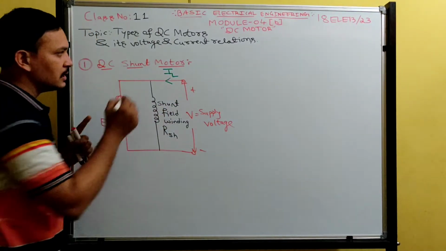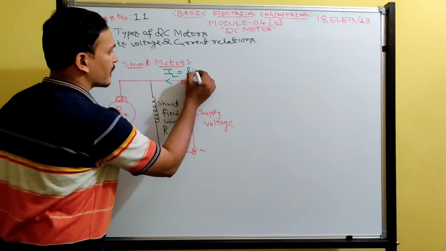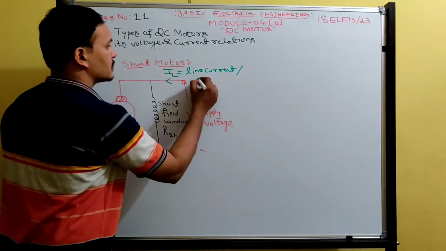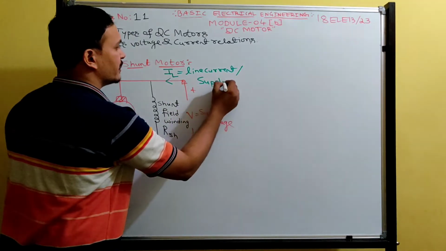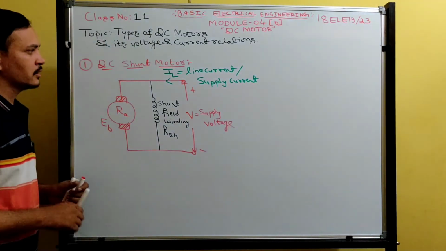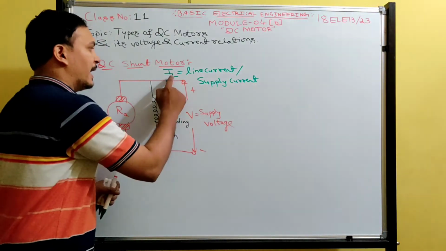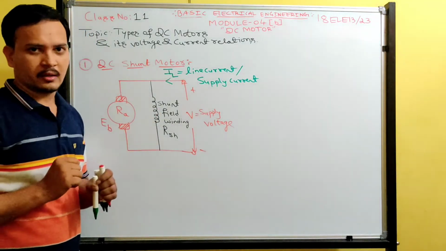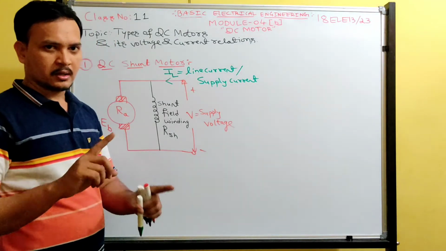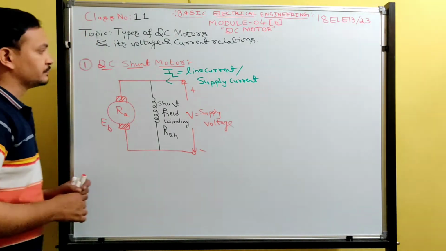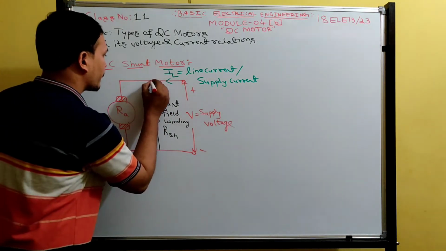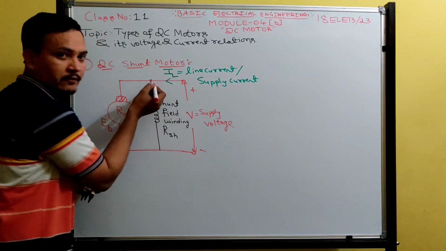Here, IL is nothing but the line current or supply current. But in a generator, IL is the load current. Got it? In a motor, IL is called the line current. Make clarity in those notations. Now this current will come till here; the IL current flows till here.